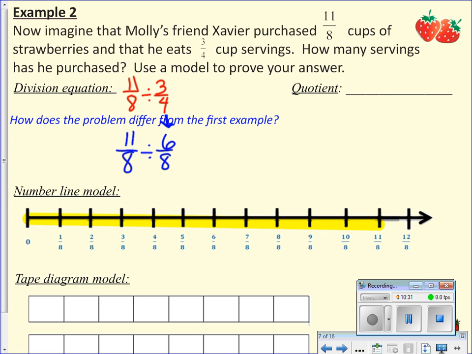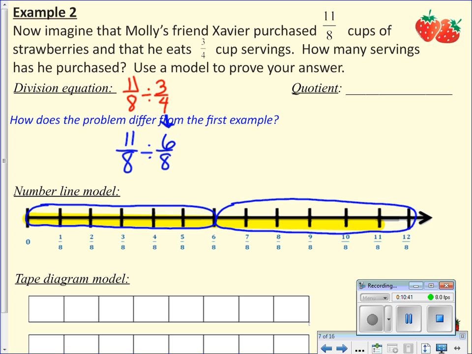So now I'm going to circle groups of 6. So here's a group of 6. Here's a group of 6. Now this is why sometimes we need to draw our number line longer than the quantity. The quantity was 11/8, but we extended our number line, and this is why we needed more to make a full group of 6. So I have one whole group here, and what's in this group? 1, 2, 3, 4, 5 out of 6.